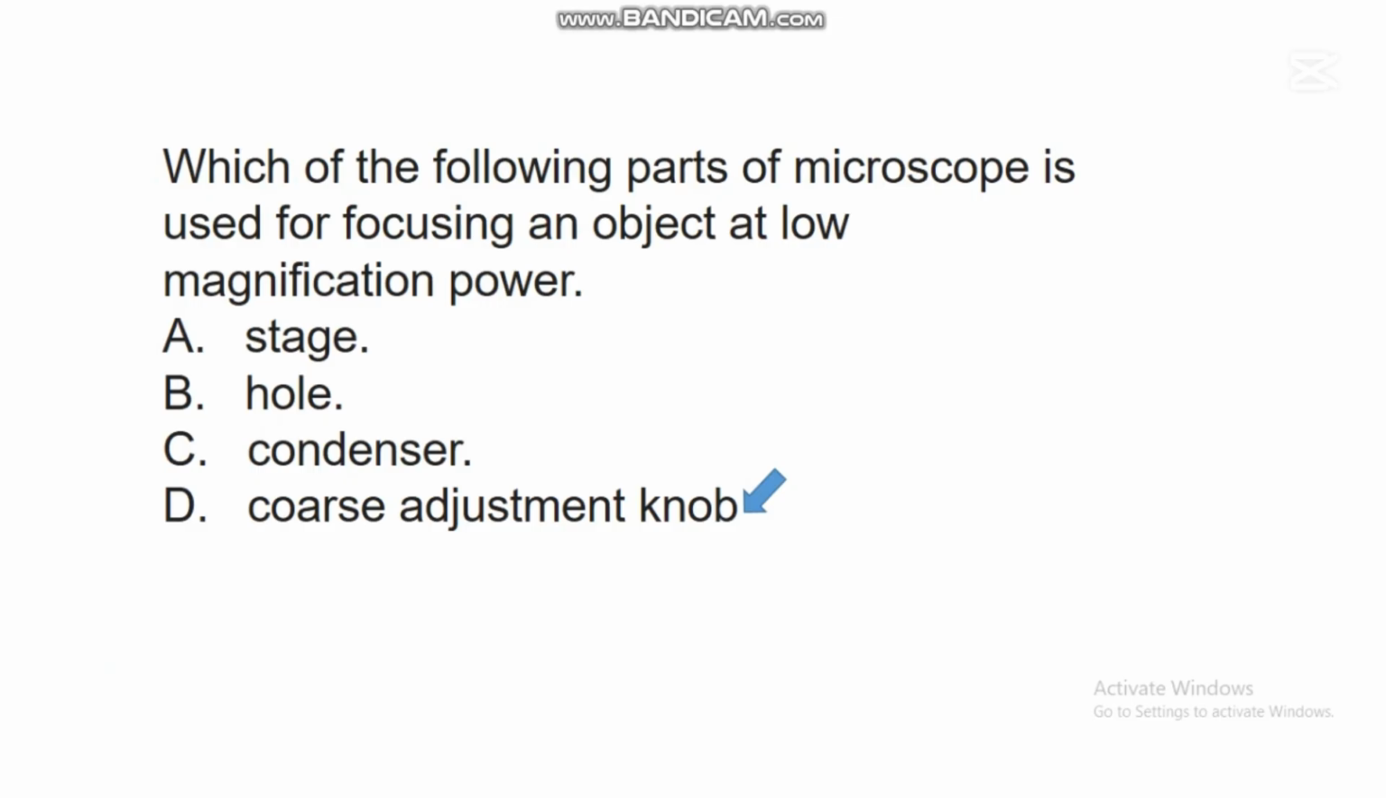If a scientist wants to view a specimen at low magnification power, the part of the microscope to handle is this coarse adjustment knob. It helps in viewing a specimen. It helps to focus a specimen at low magnification power.